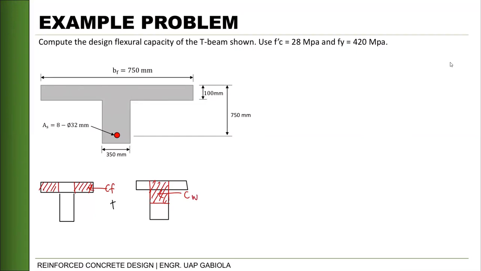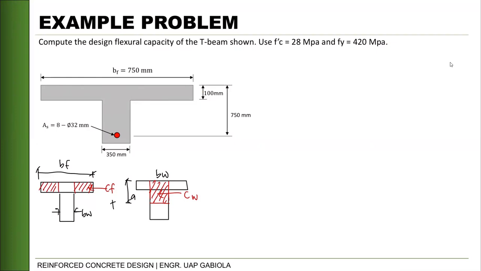Okay? So, our distances are the same. This is our BF. Then, this is our BW, and then this is our A. Okay? So, now, let's calculate. We need to get the value of A first.